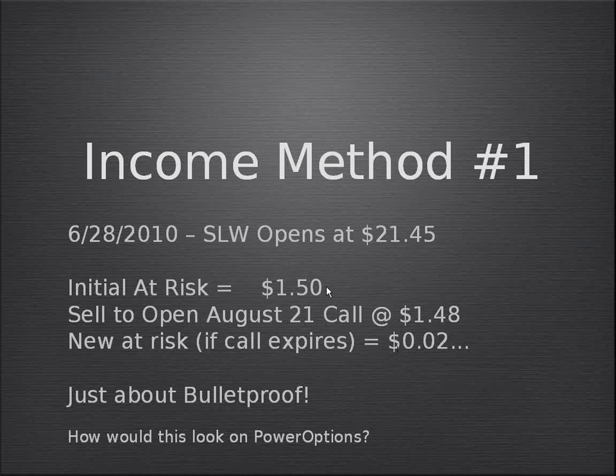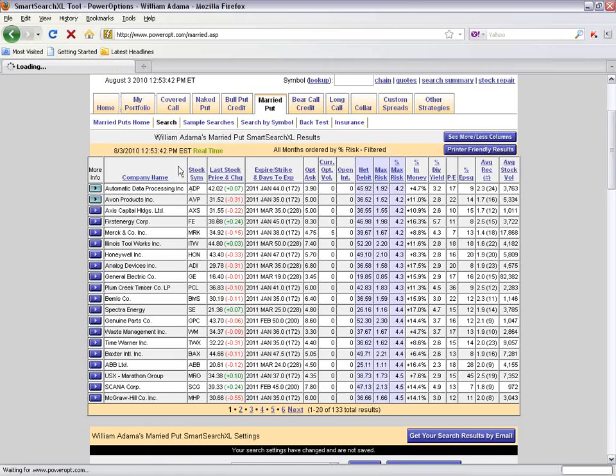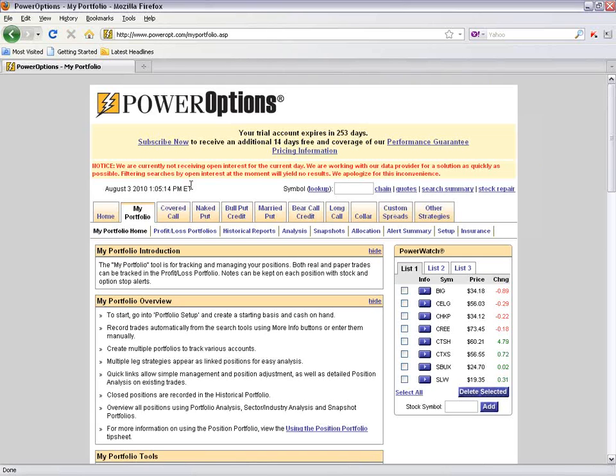The stock moved up as I expected. Used the PowerOptions tools to analyze an opportunity, and I saw that I could sell the 21 call for a reasonable profit and cancel most of my risk, just about bulletproof. Well, how would this look on PowerOptions? Let's go ahead and take a look. I'm going to go into the portfolio tools. After you've identified a position, run your what-if scenarios, done your analysis, you would add it to the portfolio to paper trade and track the position.